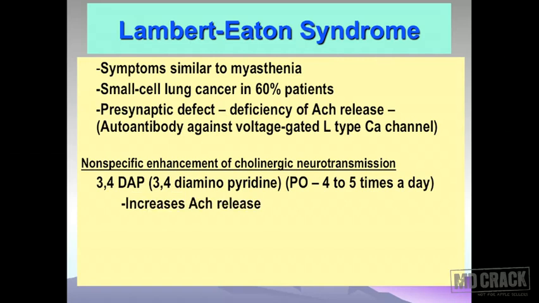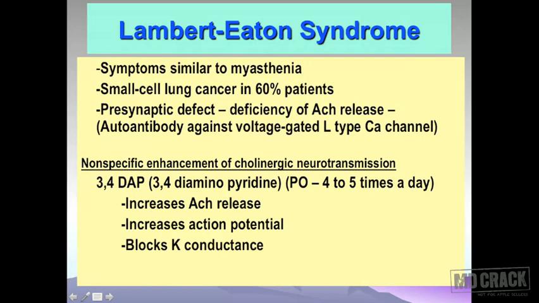What is it expected to do? It's expected to increase the acetylcholine release. It's expected to increase the action potential, and it is known to block the potassium conductance. Of course, the response to this particular drug treatment may be moderate to poor. We are not sure to treat this particular illness with this drug, but the important thing is we have a drug which could produce non-specific enhancement of the cholinergic neurotransmission. So that's 3,4-DAP.